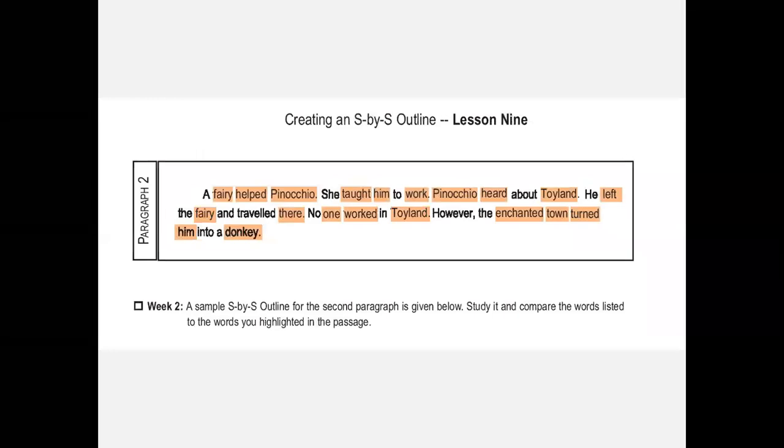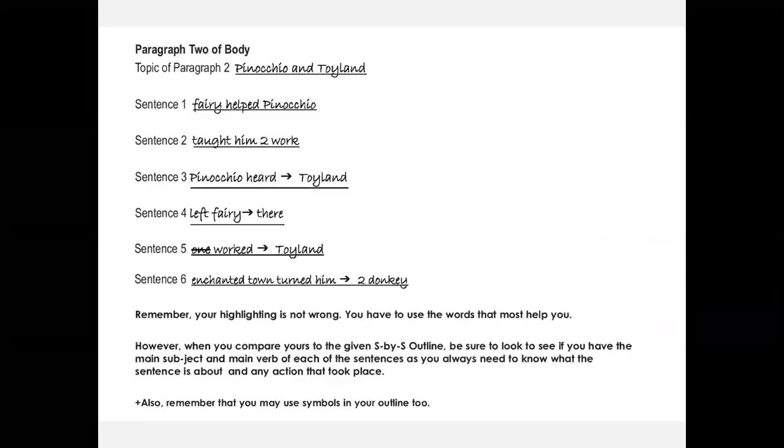So here is a sample of paragraph 2, all highlighted. Fairy helped Pinocchio, taught him work. Pinocchio heard Toyland, left Fairy there. No one work in Toyland. Enchanted town turned him donkey. Okay, and then they have a sample to compare their outline with.